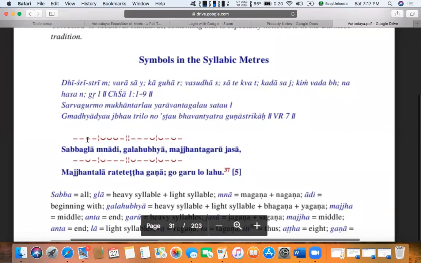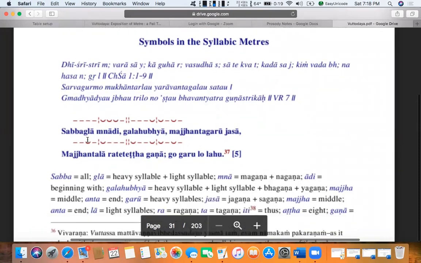Then symbols in the syllabic meters. The next stanza is about symbols in the syllabic meters. We said there are two types of meters within this Vuttodaya. One is measure meter or matta chanda. Another one is syllabic meter, vanna chanda. There are two types of meters. So here in this stanza, this verse, symbols in the syllabic meters are presented.